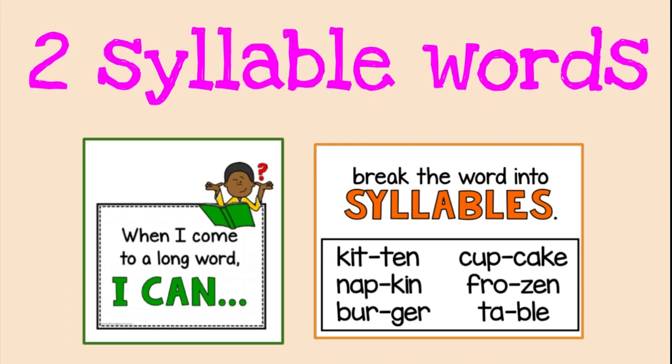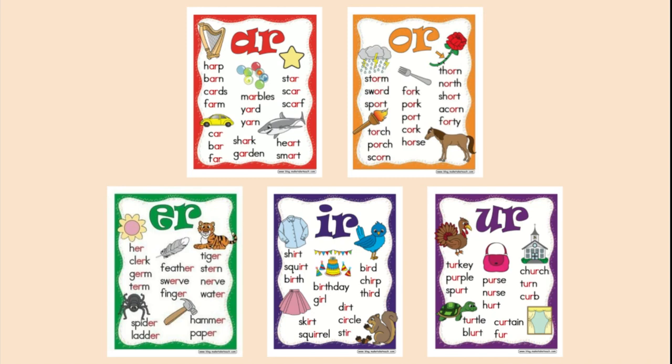Hi, boys and girls. Today we are going to work on two-syllable words, and we are going to be working on when it has an R-controlled vowel. Friendly reminder, AR says R, OR says OR, ER says IR and UR as well. They all say those three.